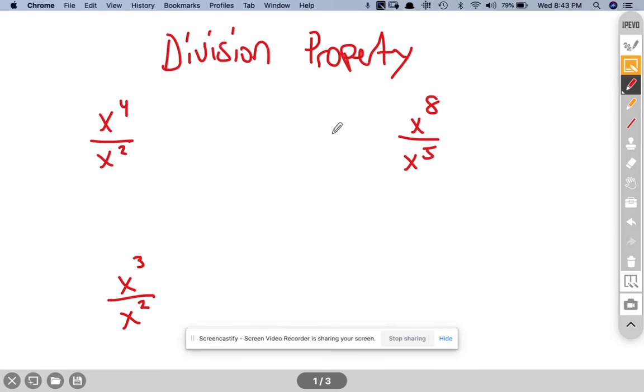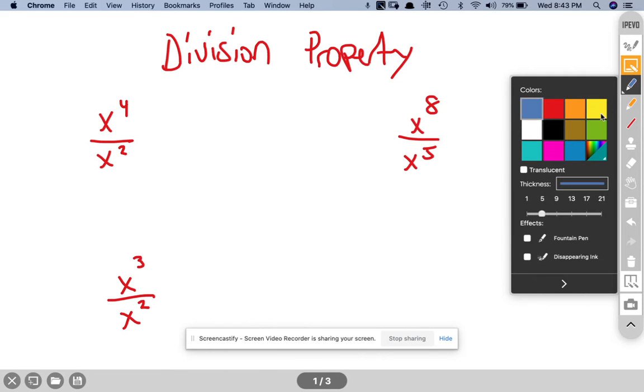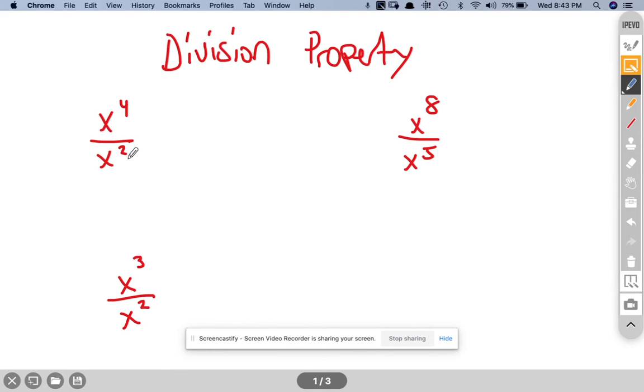All right, hi everyone. This is the next property we're looking at. It's called the division property, and that's because there's division happening between my x's. Okay, so let's hand write out what they mean, and then that'll lead us to the actual property itself.